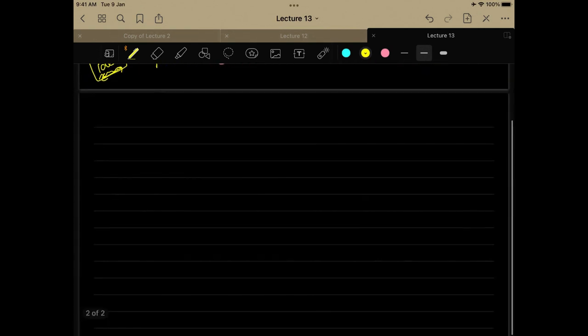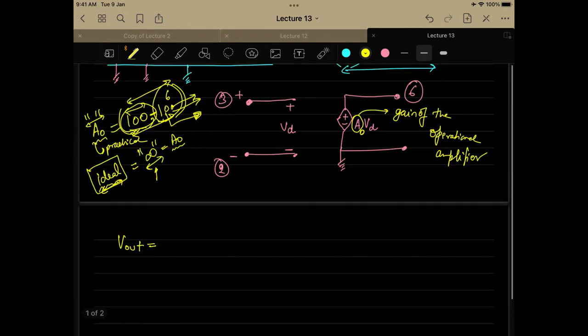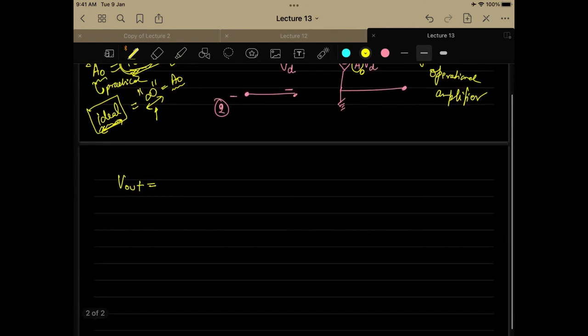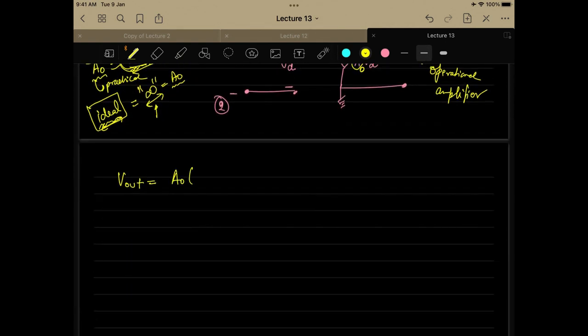Now, as you can see, this V out, which is the output of the operational amplifier, which we have written earlier also, is written as A0 times (V1 minus V2). This can also be written as A0 VD, where VD is the difference of the voltages applied between the two terminals, named V1 and V2. So you know that A0 is very high, you assume it's 100 or 10 to the power 6, whatever the value be.